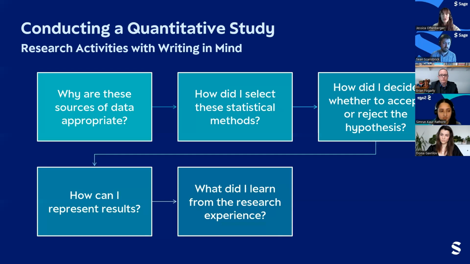As you go through and actually conduct a quantitative study, careful thought goes into each decision that we make. Why are these sources of data appropriate? If you collected your own data, be ready to explain how you did so and why you made the choices you did. Be meticulous here and be sure to explain your data collection process in the article, as well as any additional information in your appendix or maybe supplemental material.